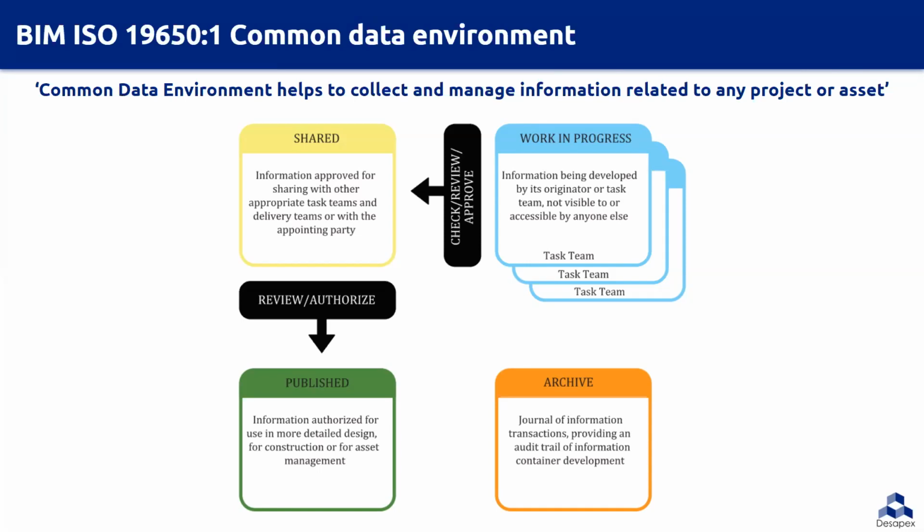So the information at the shared state enables collaborative development of the information model within a delivery team. These information containers should be visible and accessible, but should not be editable by other task teams. So other task teams can use this information for the purpose of coordination with their own information. And if any editing is required, they have to do the review submission with the author, returning the information to a work in progress state. It also contains information that has been approved for sharing with the client for the final approval or authorization.